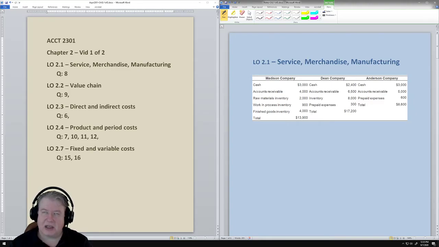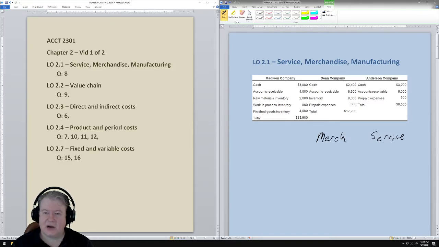There's some more information in the text, but this is one of the things we're going to look at. So you can see here, Anderson doesn't have any inventory. So we would guess that this was... pardon me while I get better at this writing on the tablet. The Dean Company just has regular inventory. So we would probably say that these are merchandisers.